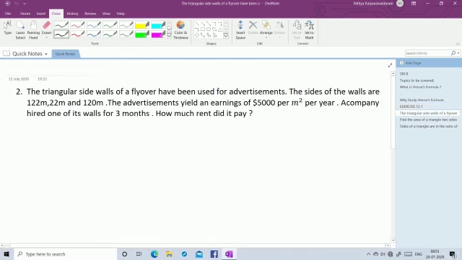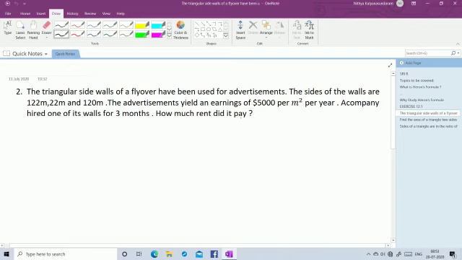Next question. The triangular side wall of a flyover has been used for advertisement. The sides of the wall are 122 meter, 22 meter and 120 meter. The advertisement earns rupees 5,000 per meter square per year. A company hired one of its walls for 3 months. How much rent did it pay?